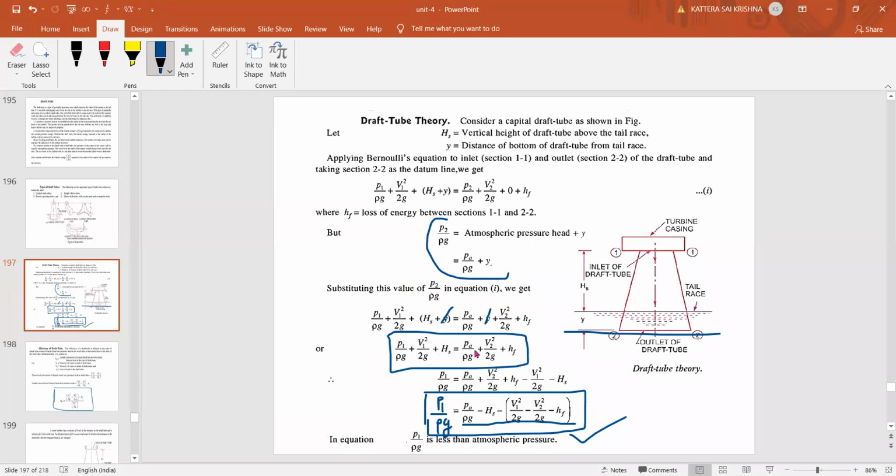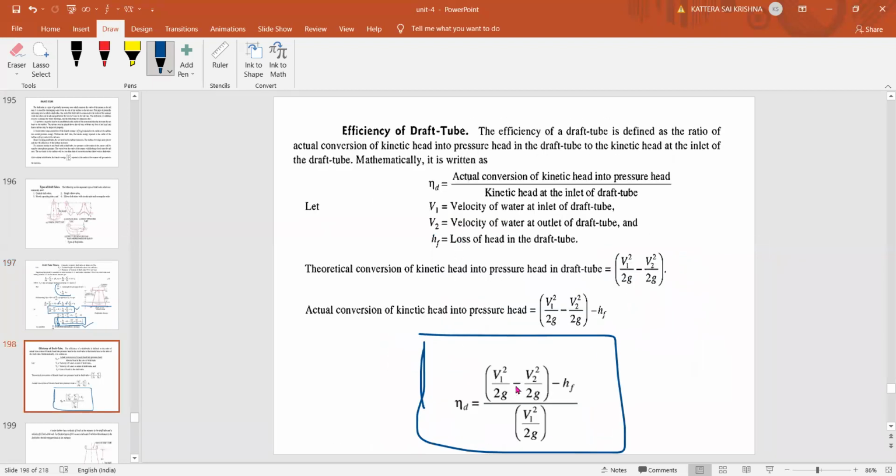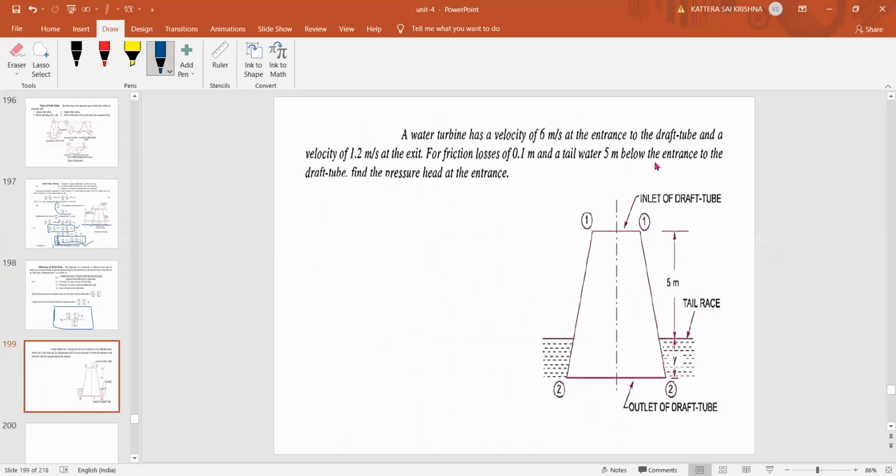One is this one or this one, anyone. P1 by rho g plus V1 squared by 2g plus HS. I think this will be easy to remember. If you remember this, automatically from this you can find P1 by rho g. Okay, so this is the formula for efficiency. A small problem we will do.